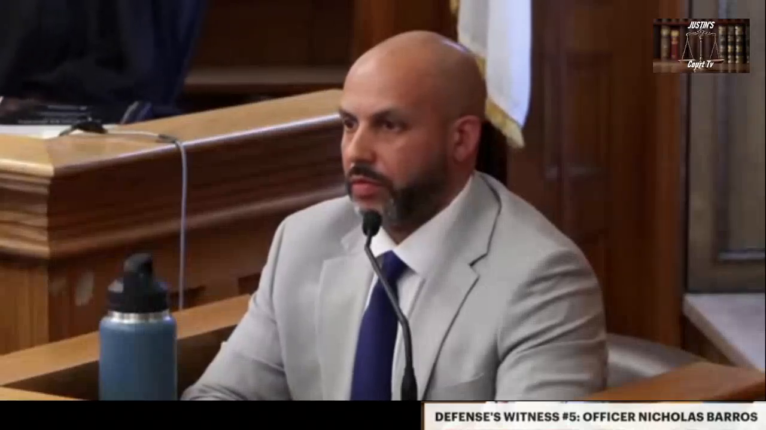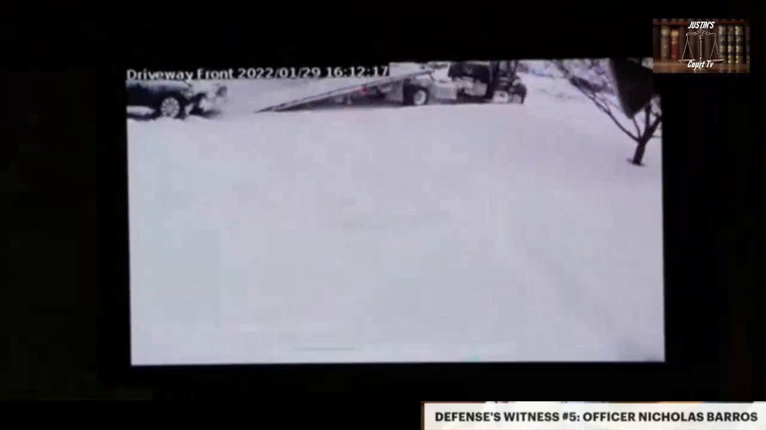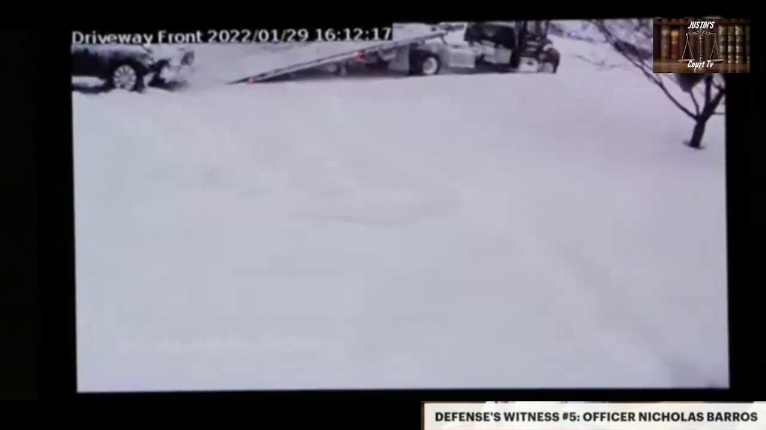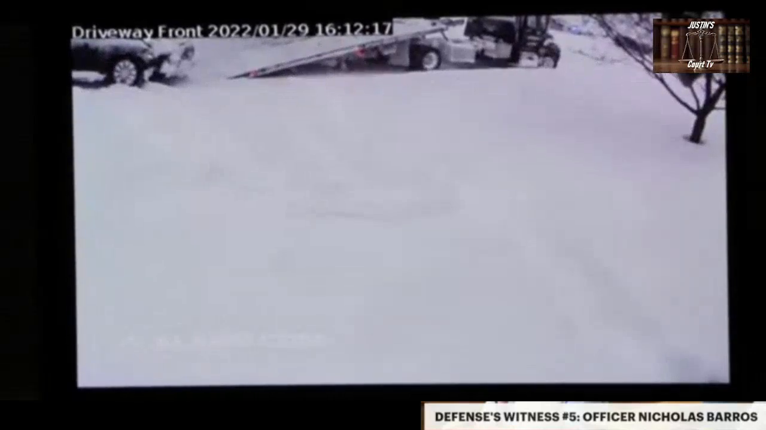I'd like to show you another exhibit, if I could. This is Exhibit 105. Do you recognize this scene generally? I do. What do you recognize it as being? This is the Reed residence. Do you see some vehicles in that still shot of the video? I do. Describe what you see. That tow truck is Diamond Towing, and that other vehicle that's at the rear of that tow truck is the Lexus SUV.